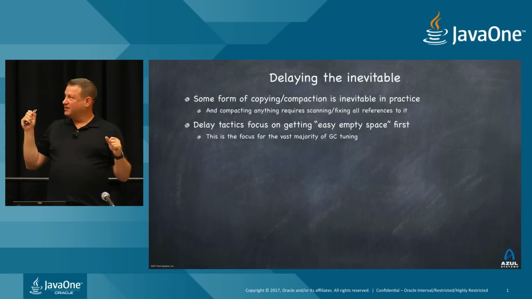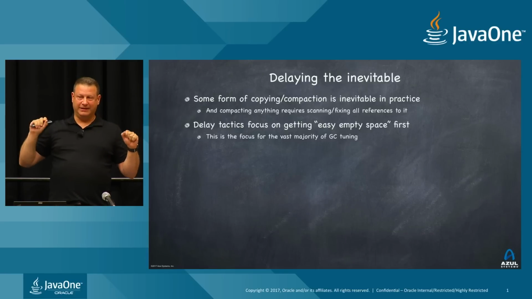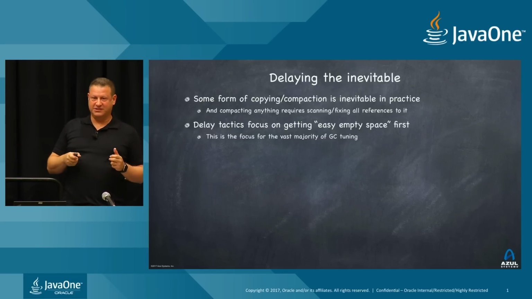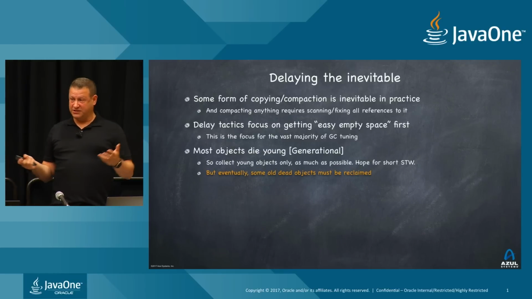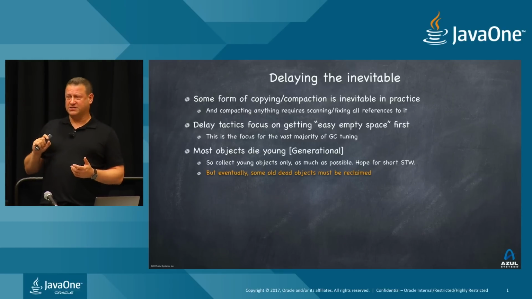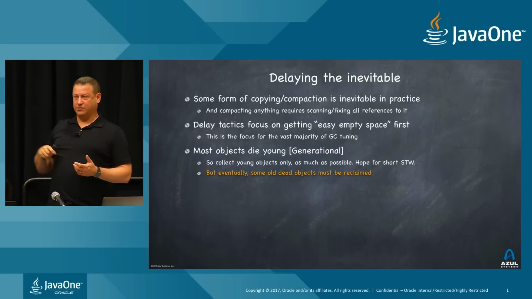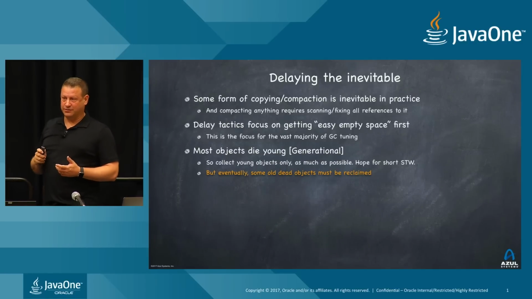And then we basically say, let's go after the empty spaces or the cheaper spaces to get stuff from first, and we apply a generational collector. That's a great efficiency technique. It also reduces pauses until we have to do the whole gen. But eventually you have to do the whole gen.